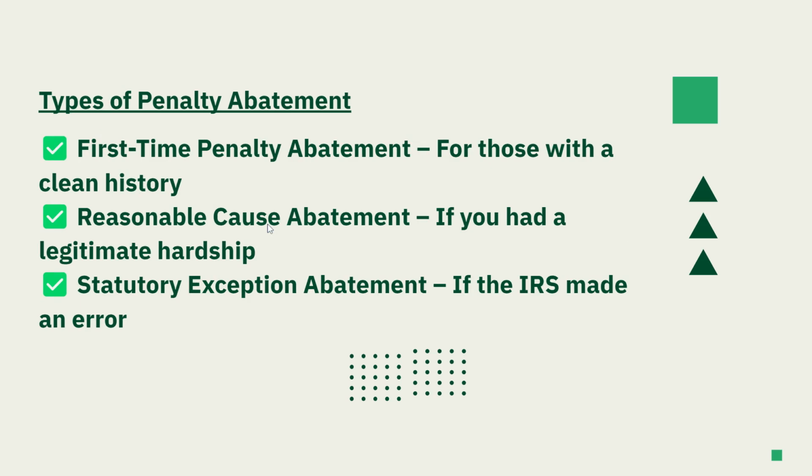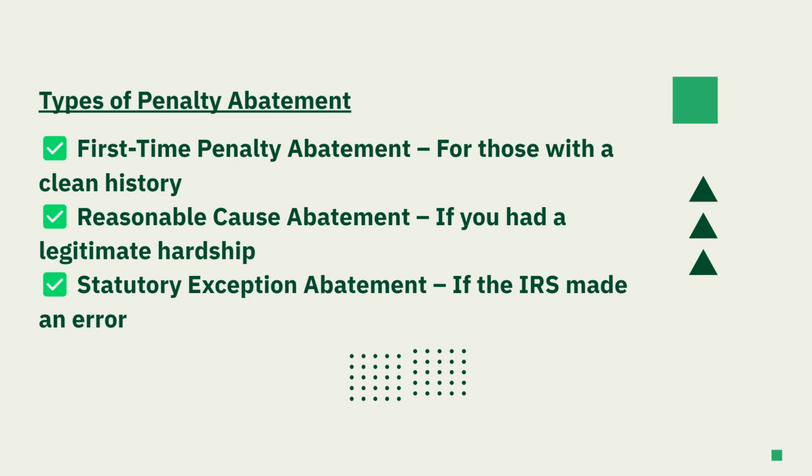So what are the three main types of penalty removal? We're going to go through all of them. The easiest one to get removed is going to be your first time penalty abatement. So this is for those who have a clean tax history, meaning you have submitted all your tax returns on time. Nothing has been late. This is the easiest tax penalty to get removed because you can pretty much call up the IRS and request a first time penalty abatement, and they will see the penalties that are eligible for that. Easiest one because they're just looking at your filing history. Easy breezy.